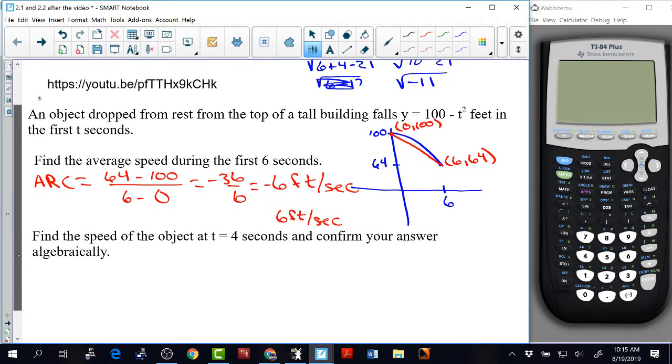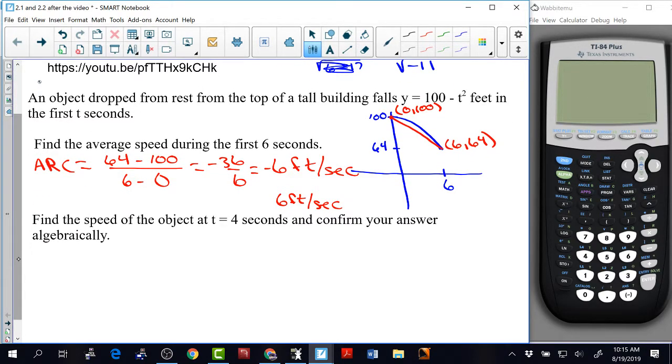But now we have a problem with the next one. Find the speed of the object at t equals 4 seconds and confirm your answer algebraically. It doesn't say from the first 6 seconds, which is really from 0 to 6 seconds, so that we can have 2 points. It only gives 1 point. Right at 4. So we have this point. We have 4, and we have f of 4. And we know that 100 minus 16 would be 84. So we know what that f of 4 would be. But that's only 1 point. We can't find the slope with 1 point.